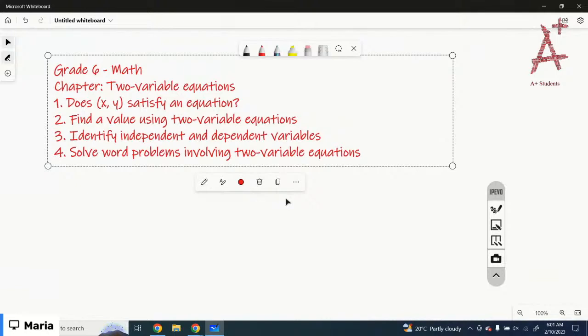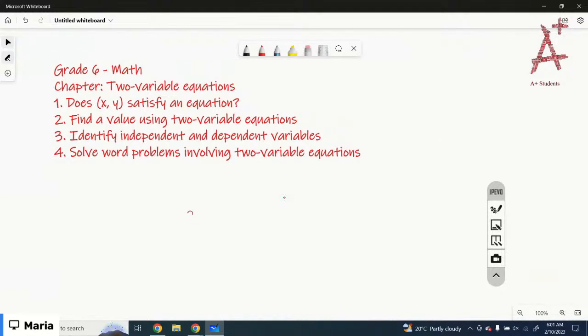So let's start with grade 6 maths. You can find all the lessons on aplusstudents.com. You have to log in there using your email address and password as provided by the administrator. Then you have to select math from the subject tab. Scroll down to grade 6 maths and then click on view all lessons. There you can find a list of the chapters.